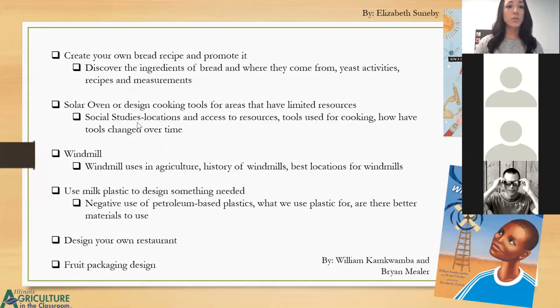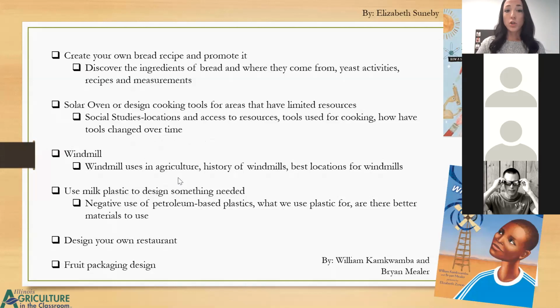Tying in that social studies, the cross-curricular, you could even do a research, have them choose a place in the world to research, and then come up with an idea of how you could help or get resources to that area.